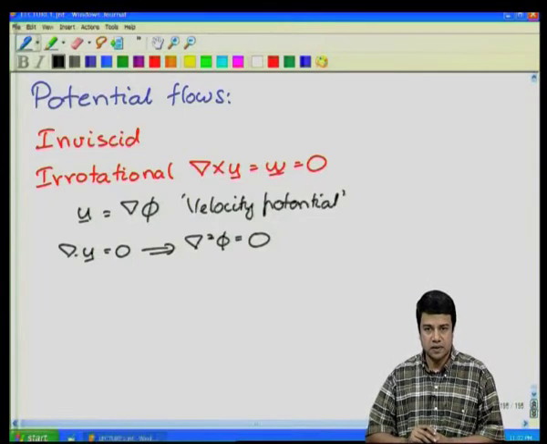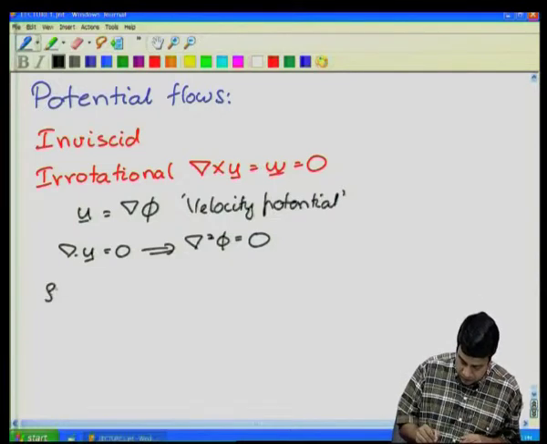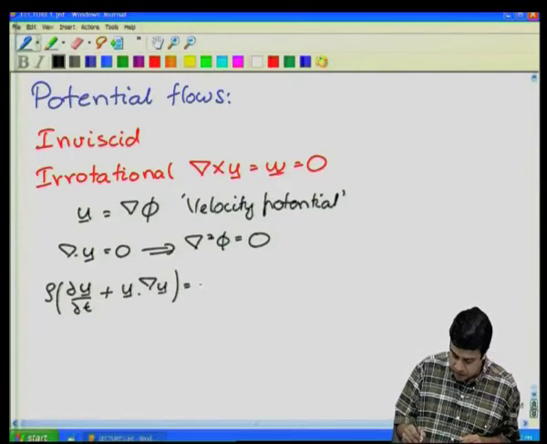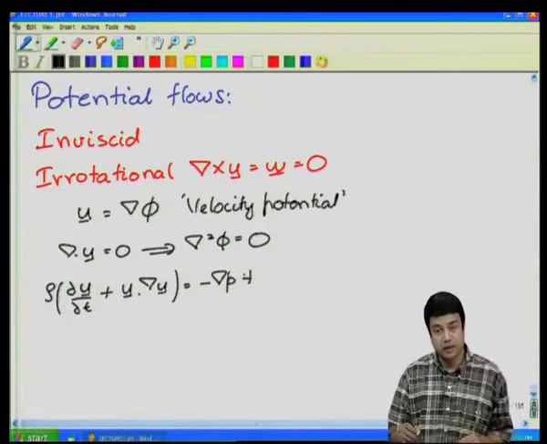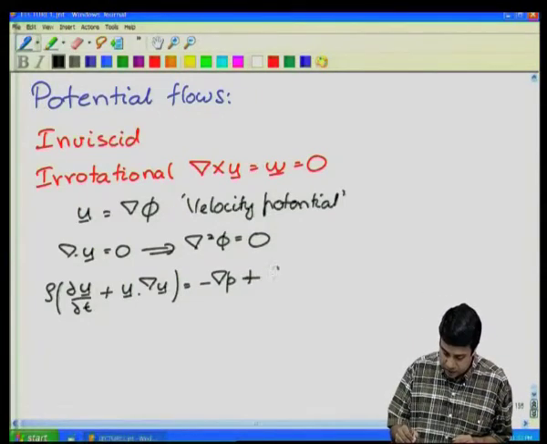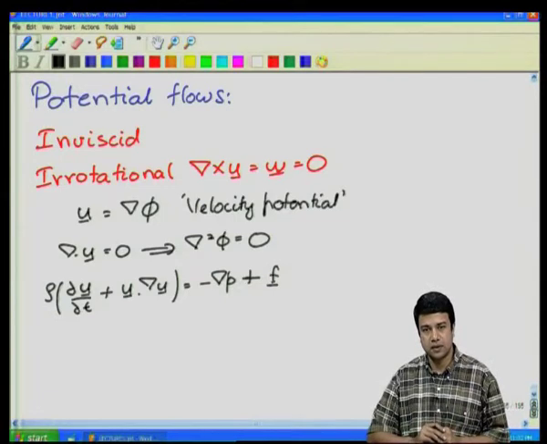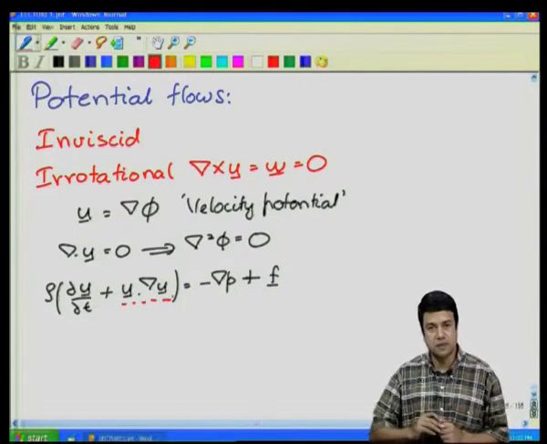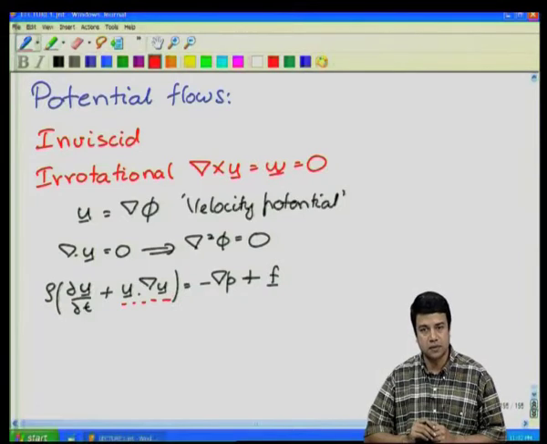The momentum conservation equation reduces to rho times partial u by partial t plus u dot grad u is equal to minus grad p. We neglect the viscous terms, and therefore, you just get the body force. And we had simplified this nonlinear term for the case where the vorticity is 0 or the antisymmetric part of the rate of deformation tensor is equal to 0.